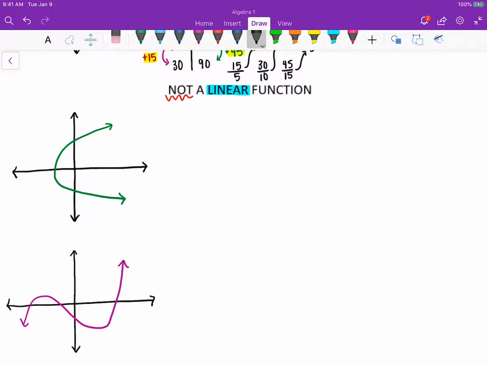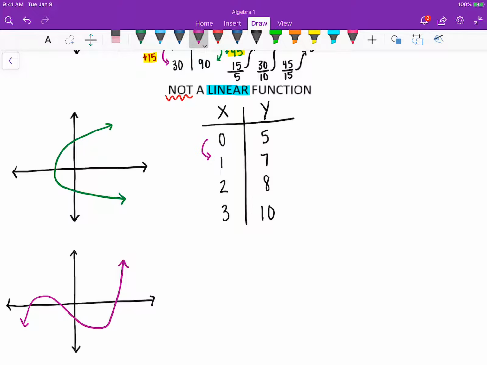If I was looking at a table, and let's see, I'm going to do x's and y's on my table. We'll go 0, 1, 2, 3. But then I'll do 5, 7, 8, and 10. If I look at what my x's are jumping up by on the left here, 0 to 1, it's going up by 1. 1 to 2 is going up by 1. And 2 to 3 is going up by 1 as well. But if I look at the y's, it's going up by 2. 7 to 8 is just going up by 1. 8 to 10 is going back up by 2.